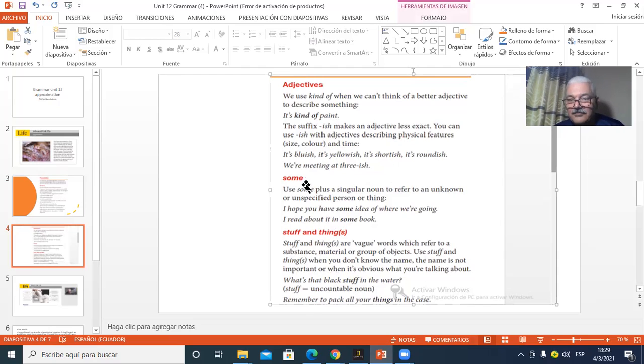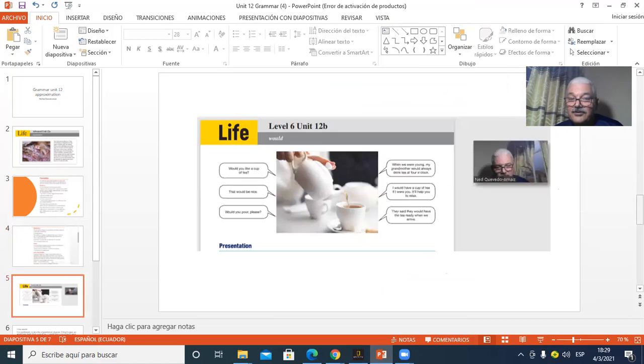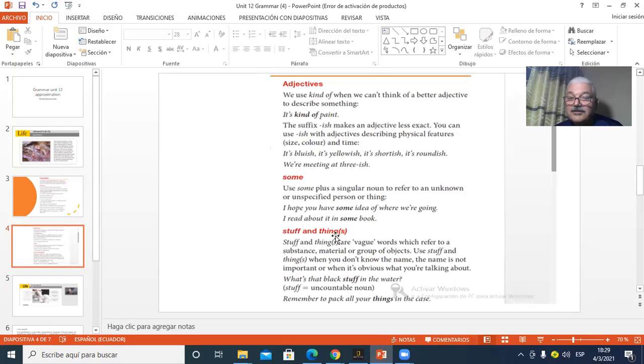And apart from some, there is another thing which is vague. For that reason, we use stuff and thing, okay? Those are words that give us a vague idea of what we refer to. Then for that, we say, for instance, what's that black stuff in the water? We don't know. It's an object. It's something that is floating on the water, but we cannot see exactly what that is. Okay, so we say, "What's that stuff?"